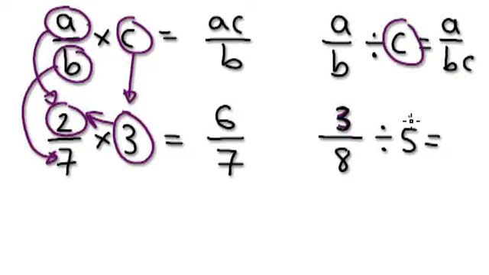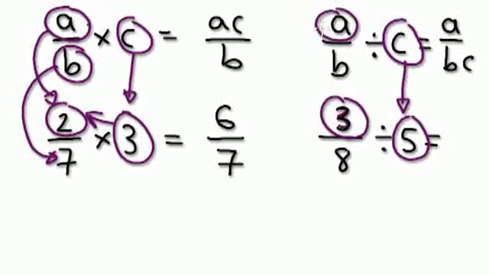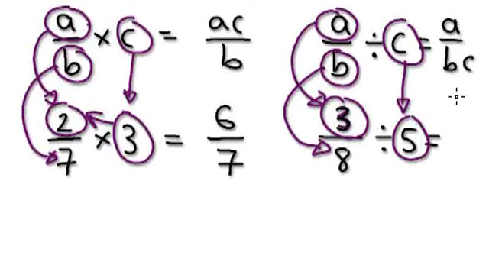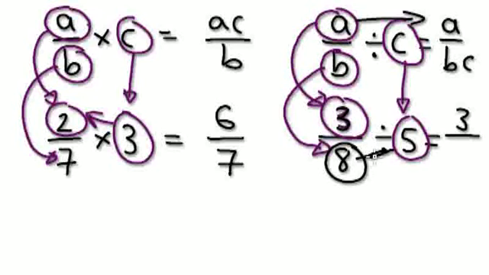Well, this here is C, this here is A, and B is here. So if you follow the instruction, A gets carried across, and then B times C. B is this 8. Basically, 5 gets multiplied with B, so it would be 40. So the answer would be 3 out of 40.